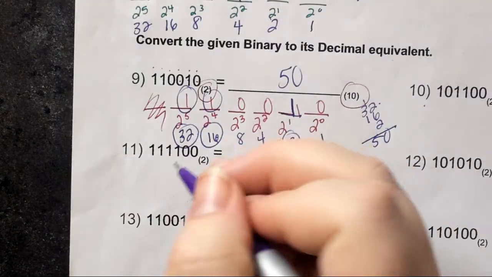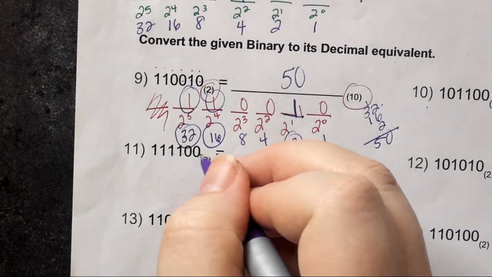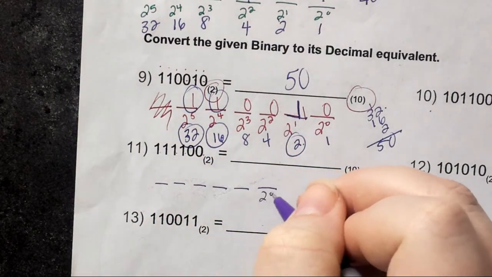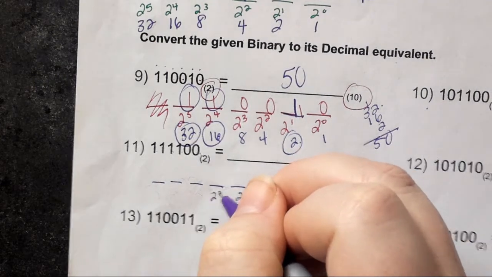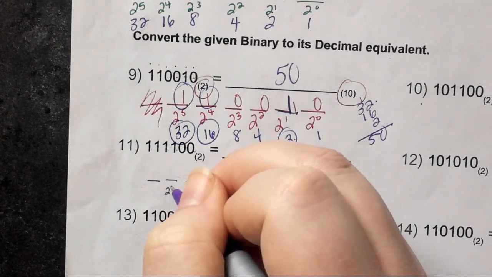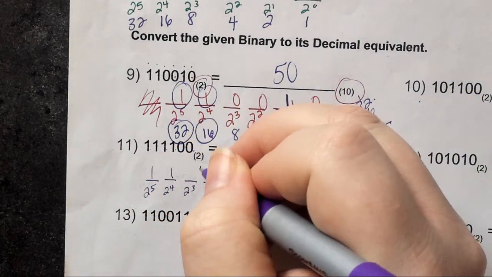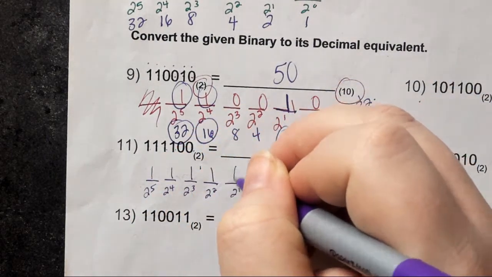Okay, so if we try the next one, it's 1, 2, 3, 4, 5, 6. 2 to the 0, 2 to the 1, 2 to the 2, 2 to the 3, 2 to the 4, 2 to the 5. And I like going in reverse, it's a lot easier to me, probably because we're so used to base 10.